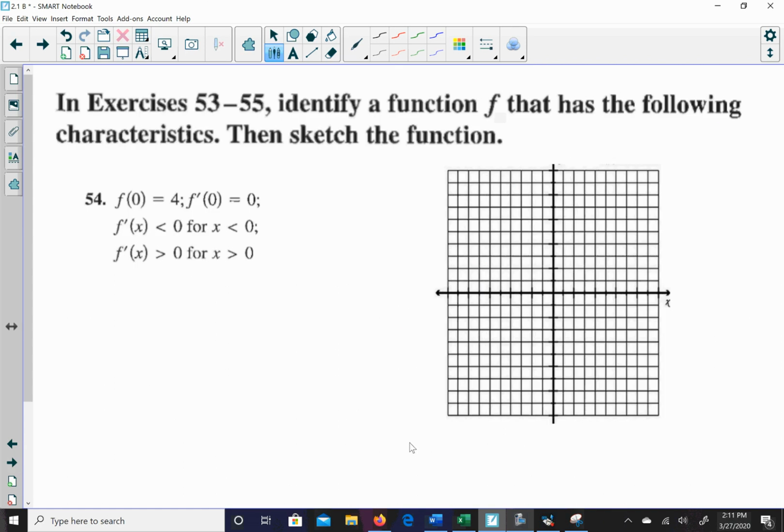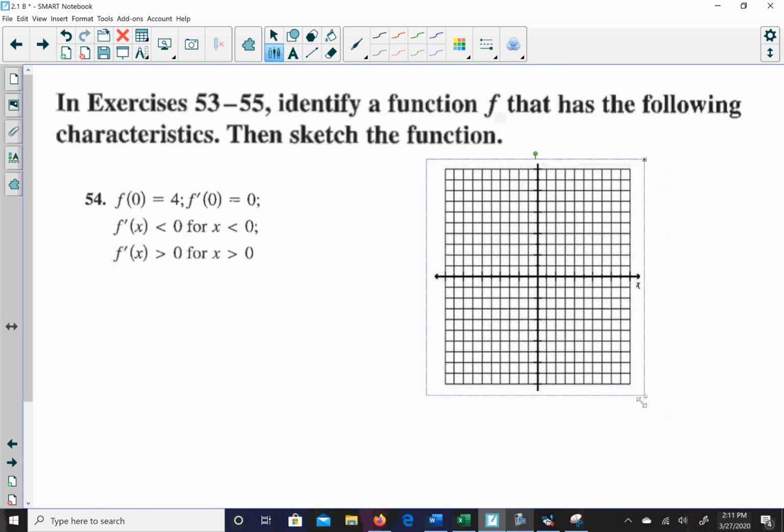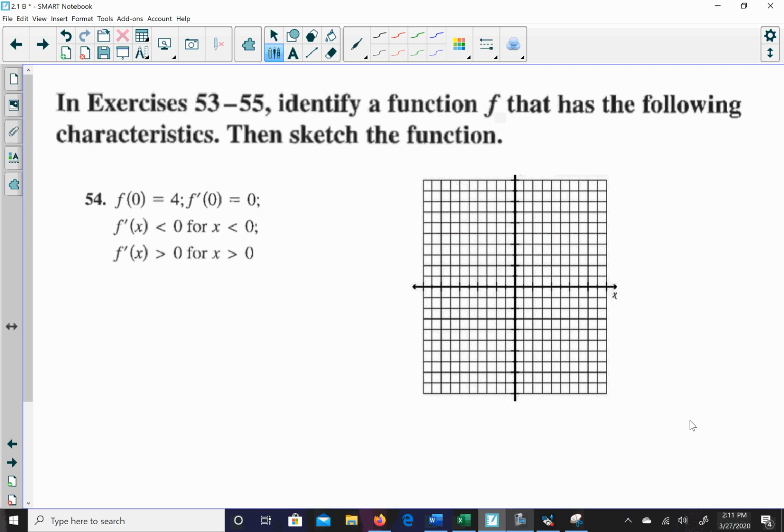It wants an exercise: identify the function f that has the following characteristics, then sketch the function. I find it easier to sketch the function first and then try and figure it out later. So they tell me that f of 0 is equal to 4. So at 0, I'm going to plot the point 4. They tell me the derivative at 0 is 0, which means either I'm a horizontal line or it's like a vertex of some sort.